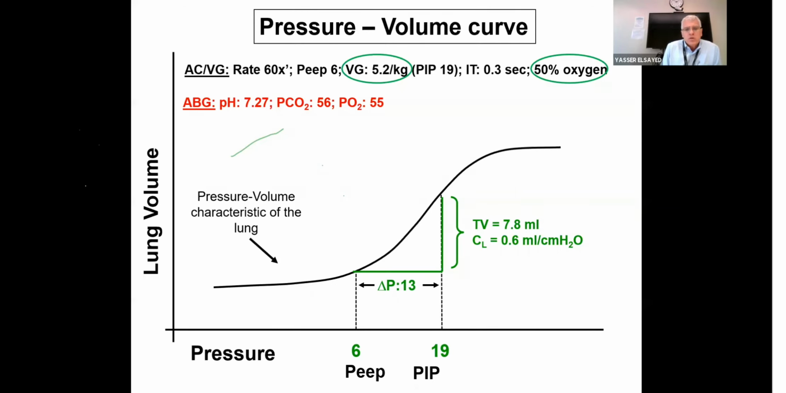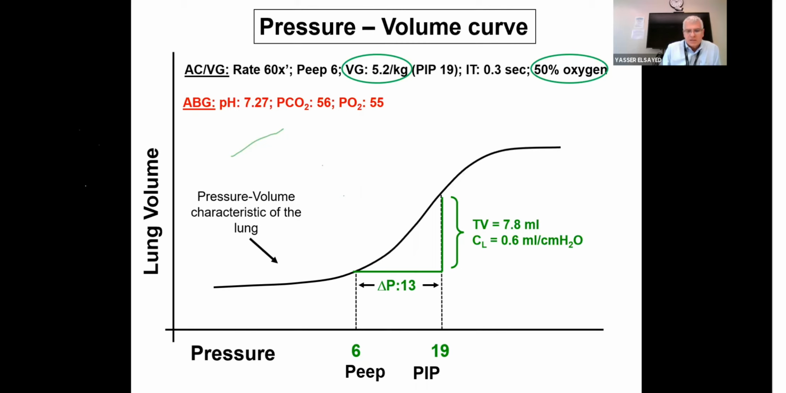Now, when you extrapolate those numbers into your compliance curve, you see that the compliance curve there is quite flat. So 19 over 6 gives you a delta P of 13, and that gives you a volume of 5.2 per kilo as you put it on the ventilator. And the compliance, which is 7.8 divided by 13, gives you 0.6, so a very low compliance. So how do you fix this? What do you do with this case?